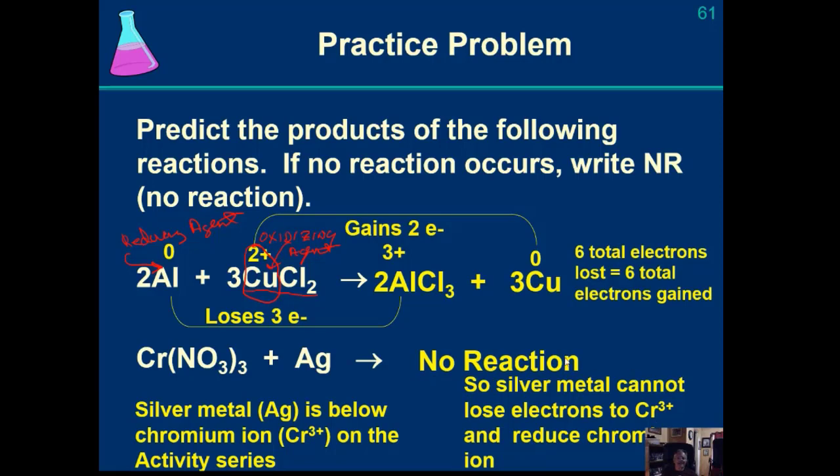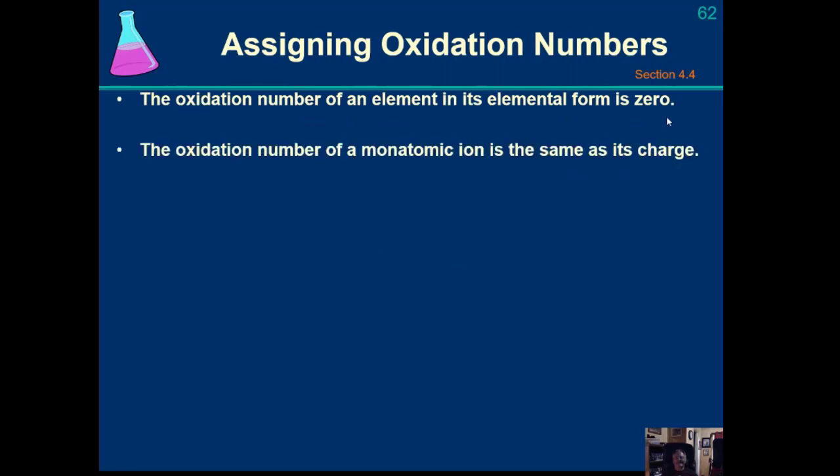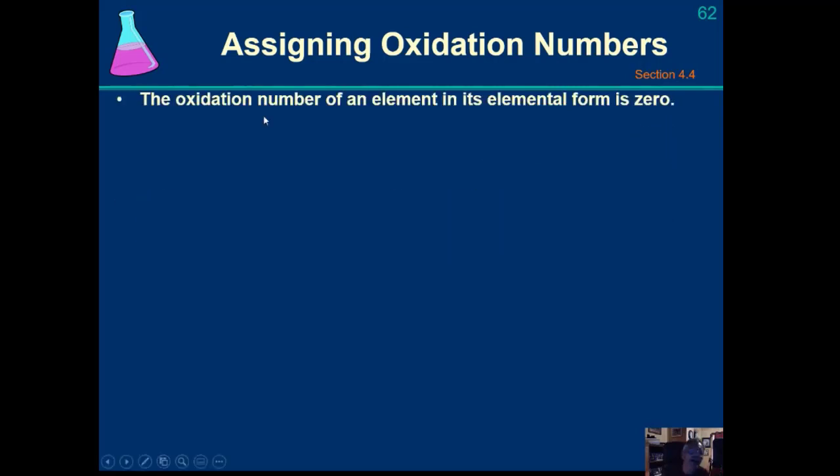This reaction is what we call non-spontaneous. That is, it does not occur on its own. Okay, so this is a no reaction or a non-spontaneous reaction, whereas the reaction above is spontaneous. Assigning oxidation numbers. All right, the oxidation number of an element in its elemental form is 0. Let me show you what that means. The oxidation number of an element in its elemental form is 0.